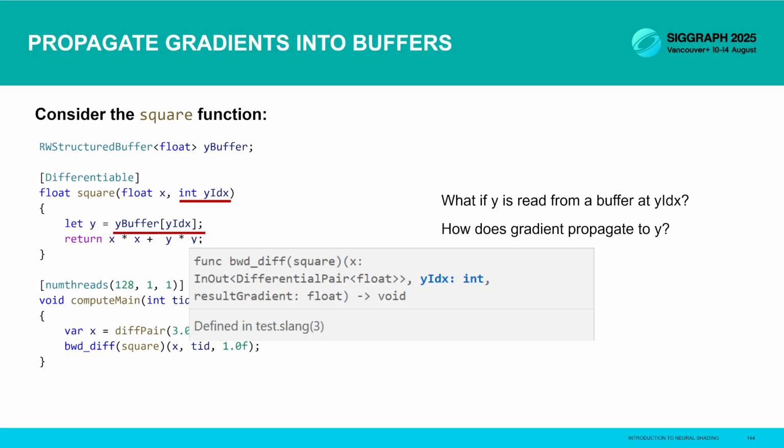After all, the y_idx parameter is now an int, which is non-differentiable. So the signature of the square's backward gradient function now takes the index as is, and there's no additional differentiable pairs to receive the gradients of y from the call side.